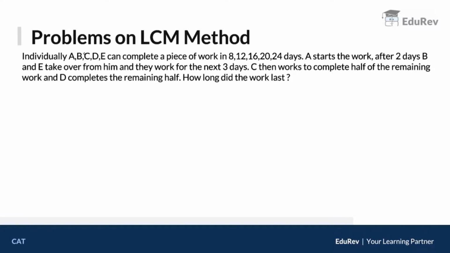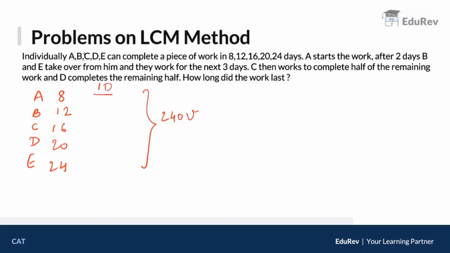How long did the work last? Now, if you try to do this sum by the reciprocal method, believe me, it's going to take a lot of time and it is going to make your sum extremely complex. But if you use the LCM method, it makes your sum very, very easy. Now, what are they saying? The individual days are given for A, B, C, D, E. So first we'll find the LCM of 8, 12, 16, 20, 24. Like the previous sum, your LCM is going to be 240 units only.